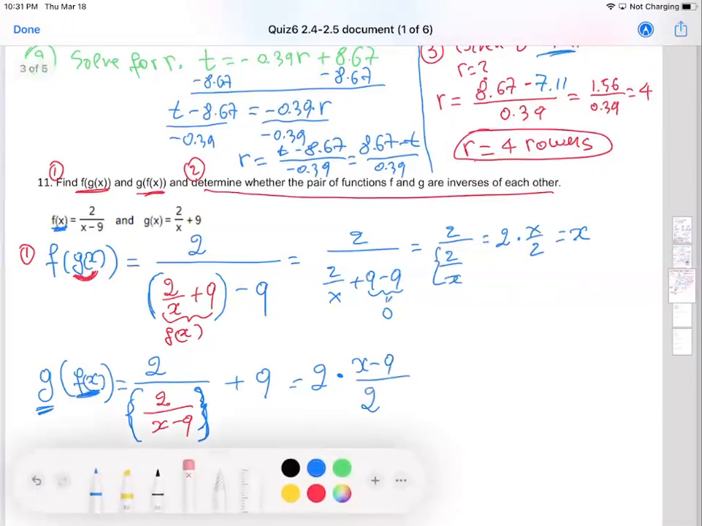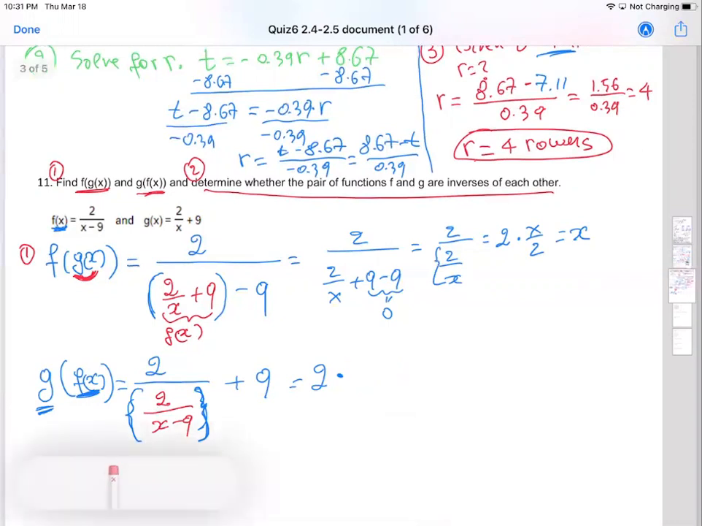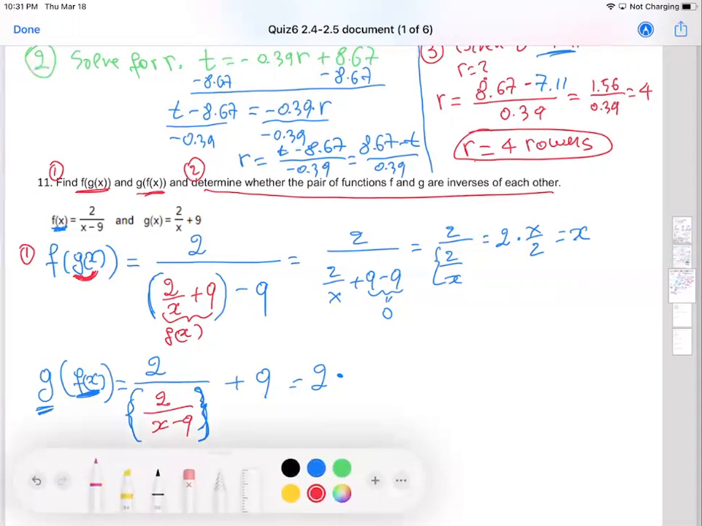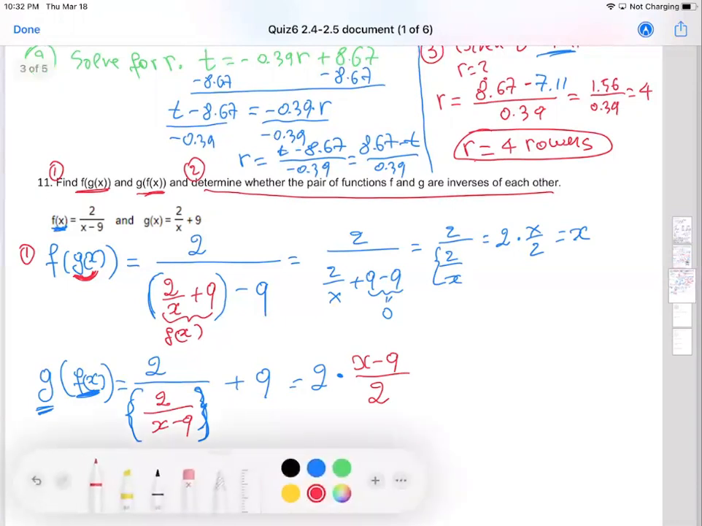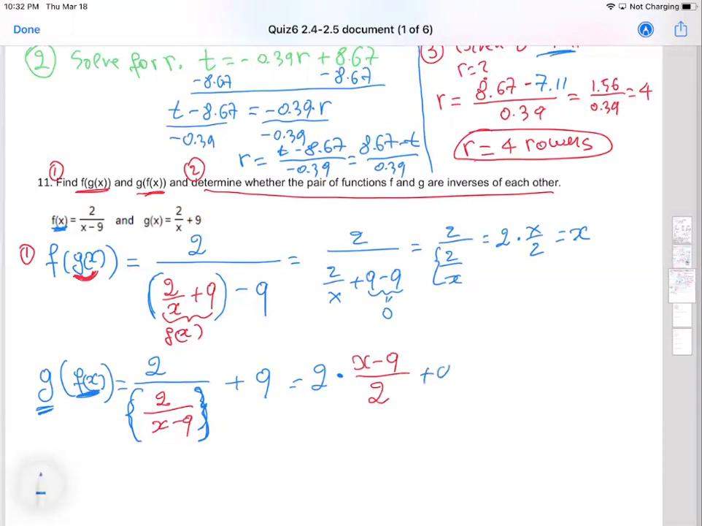Let's write this in red so we can see better. Oops, where is my red? There's my red. X minus 9 over 2. So the first fraction I convert into multiplication by the reciprocal of the denominator. Plus 9.